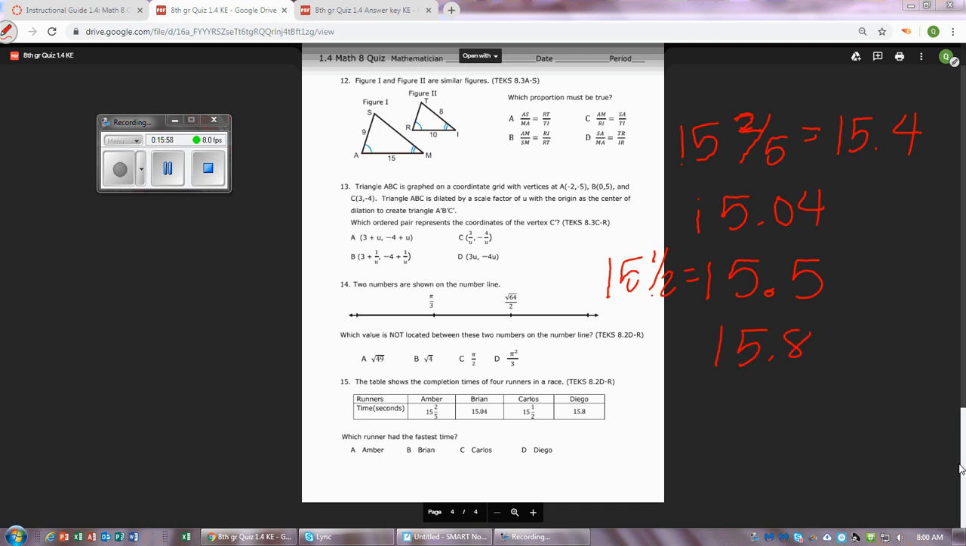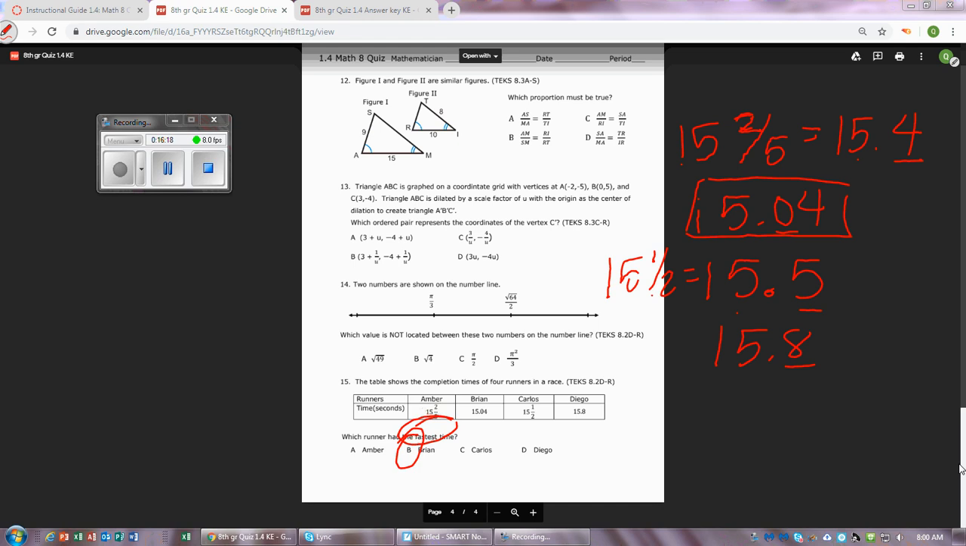And it wants to know which runner has the fastest time. So if I'm running, guys, I want to be the lowest time because I want to be the fastest. They all start with 15, so I'm going to look at my next decimal. The only one that is left is the 15.04. So that should have been Brian.